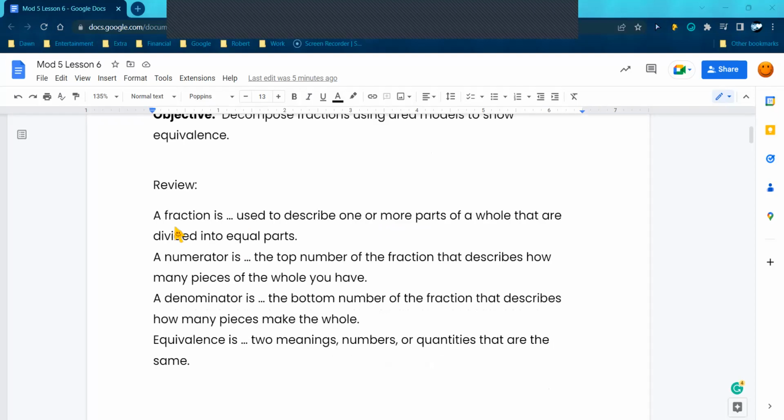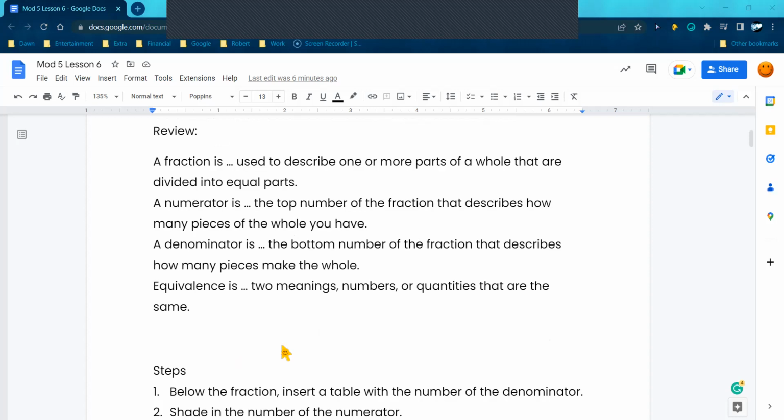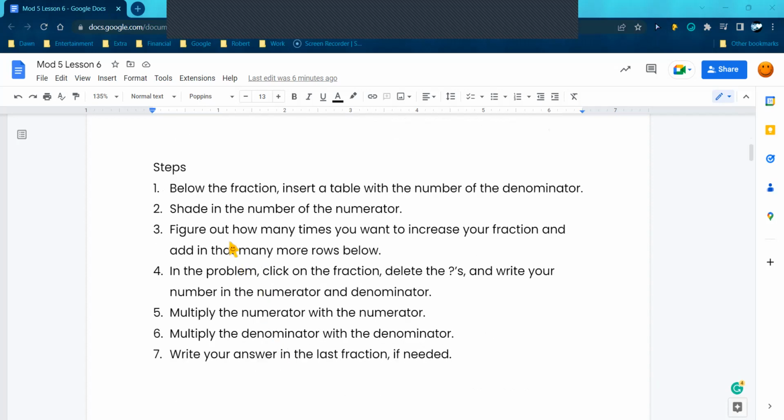So our important vocabulary words are: fraction, which describes one or more parts of a whole, divided into equal parts. Numerator, which is the top number of the fraction that describes how many pieces of the whole you have. Denominator, which is the bottom number of the fraction that describes how many pieces make the whole. And equivalence, which means two numbers or quantities that are the same. So they are equal.